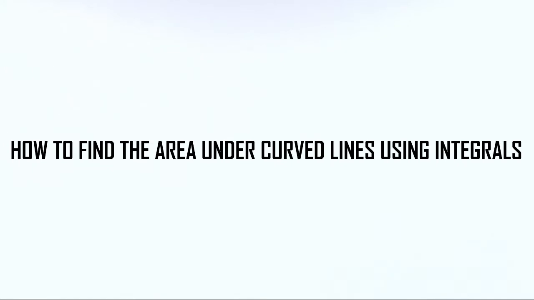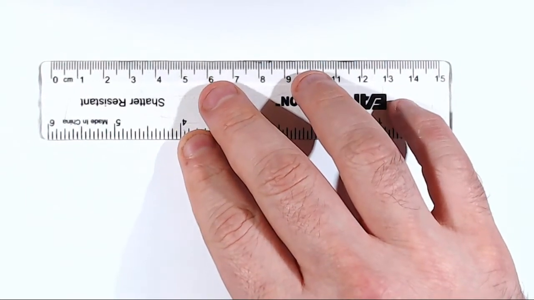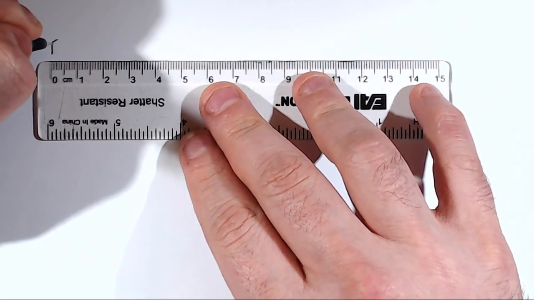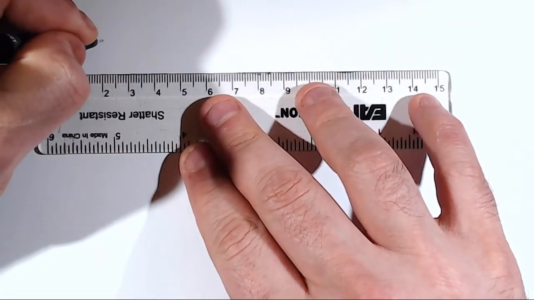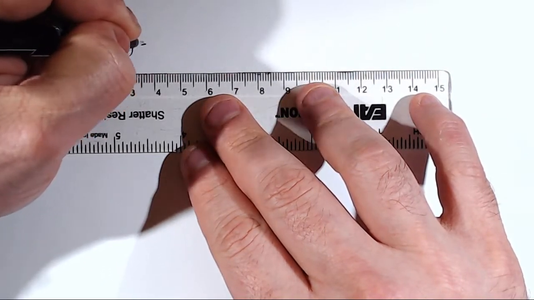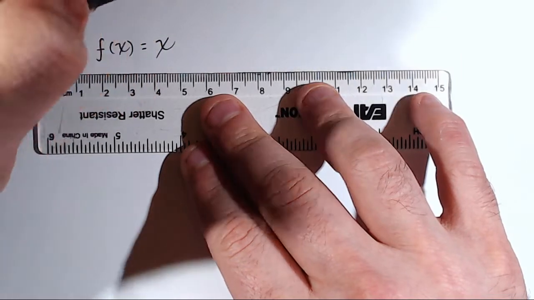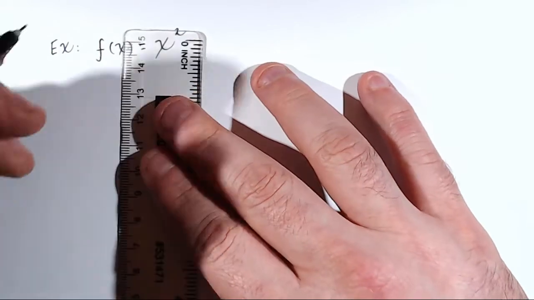Let's take a look at an example of how we might use this in the wild, in the real world. Let's clear the work surface here and get started. Let's say that we have our function. This is example. Let's say we have the function f of x equals x squared.